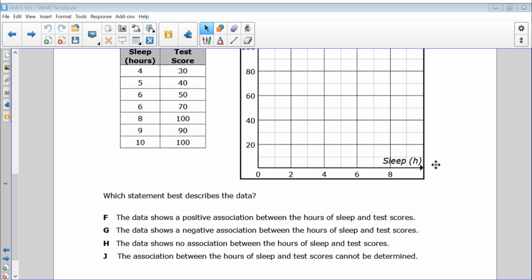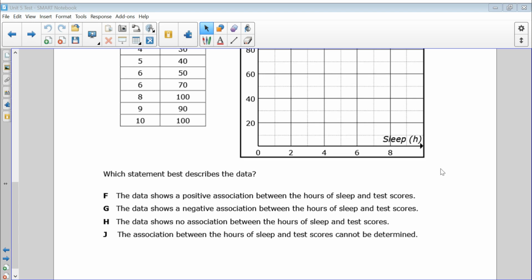F. The data shows a positive association between the hours of sleep and test scores. G. The data shows a negative association between the hours of sleep and test scores. H. The data shows no association between the hours of sleep and test scores. J. The association between the hours of sleep and test scores cannot be determined.